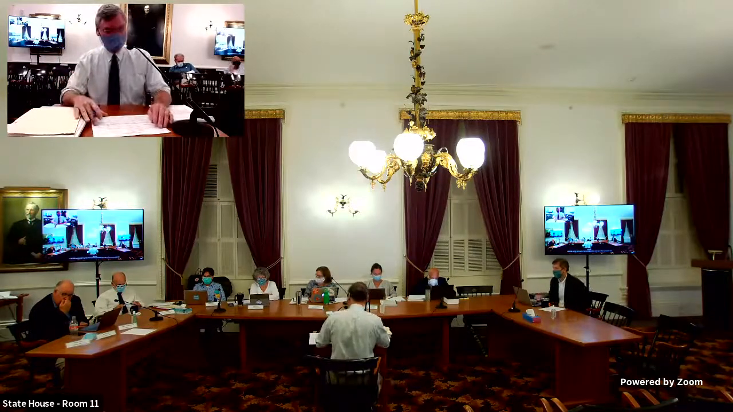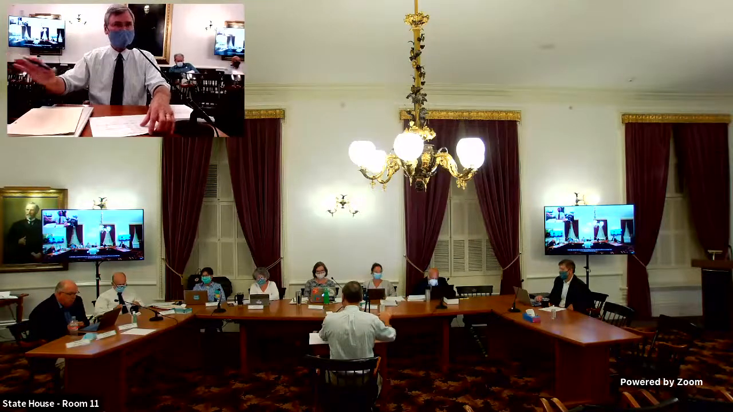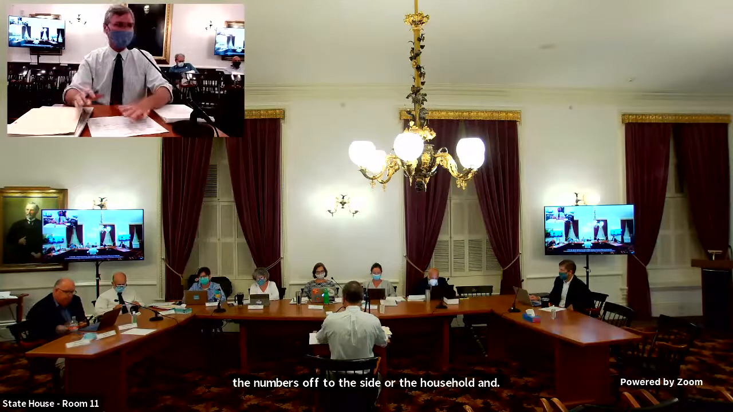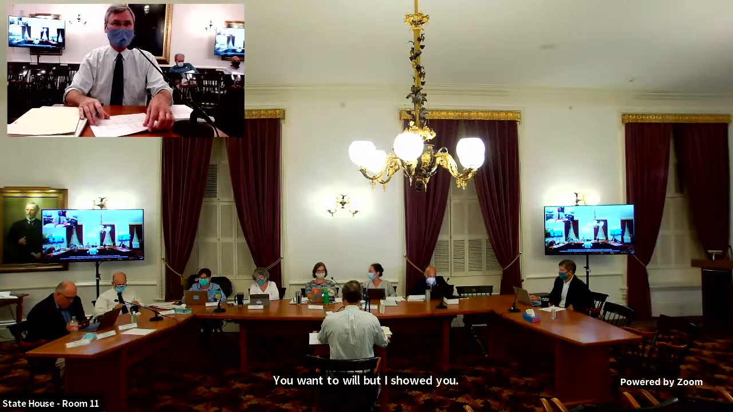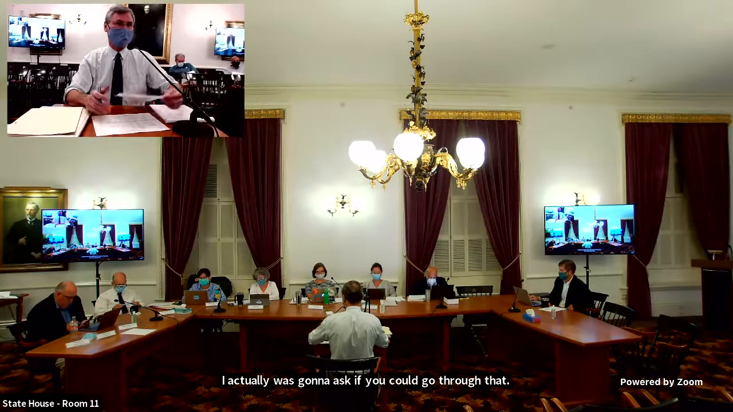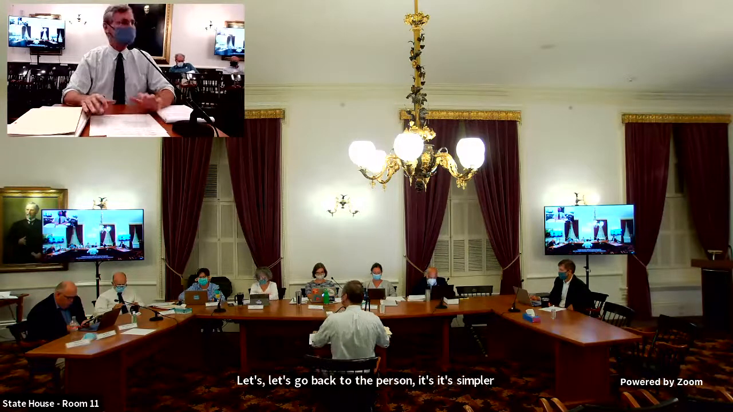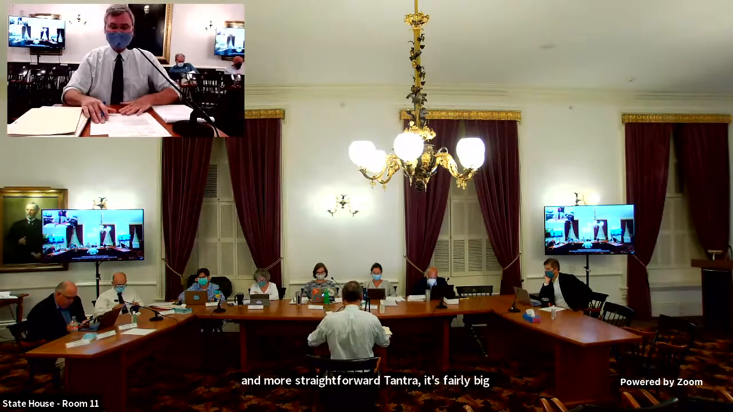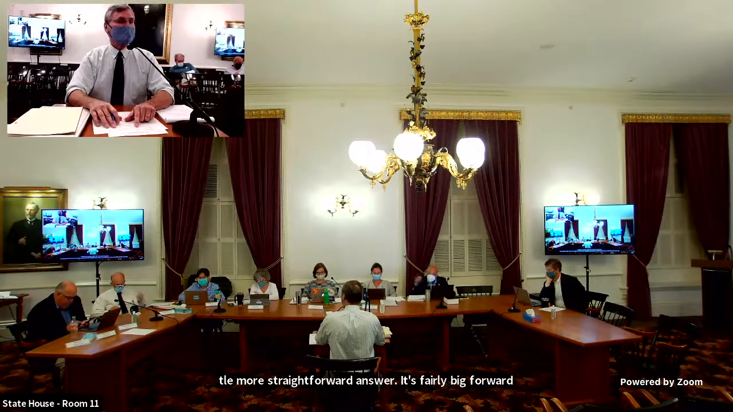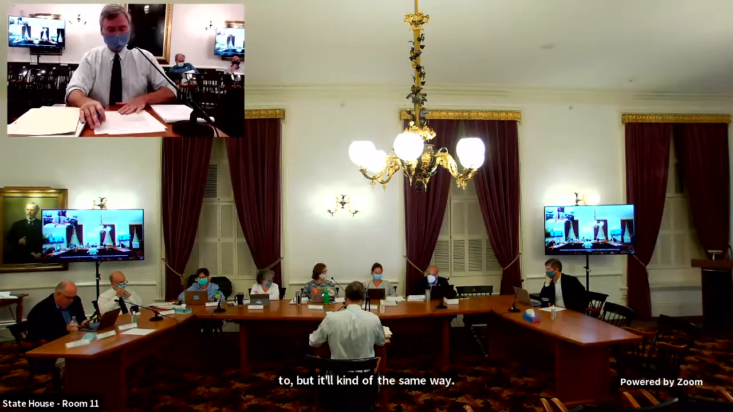The other numbers off to the side are the household income percentage. I didn't know if we wanted to talk about them. I'd rather not. If you want to, we will, but I showed you how to calculate it. I actually was going to ask if you could go through that. Sure. Let's go back to the first page first then. It's simpler and a little more straightforward. Senator Brock? I'm still on your last couple of sentences.